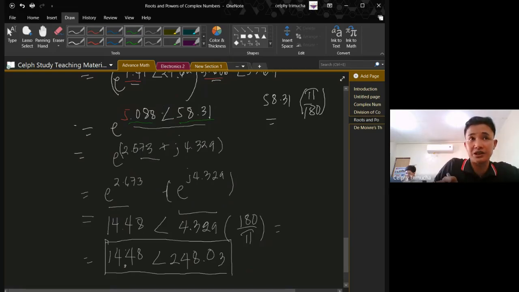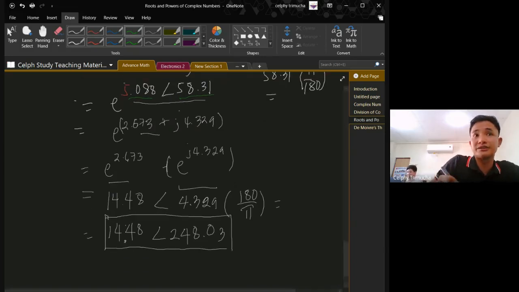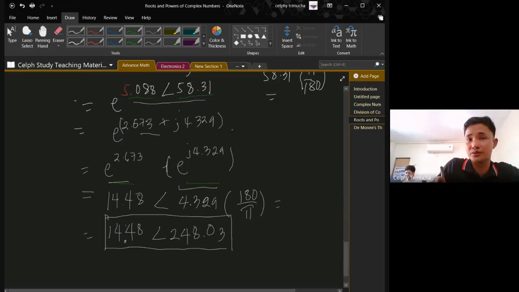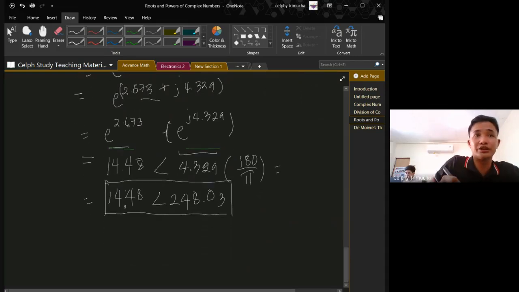So the rectangular form of our exponent, if you convert it directly in the calculator, we will have 2.673 plus 4.329j. We cannot convert it directly because the exponent must be in rectangular form. So next, separate them: e to the 2.673, and next, e to the j times 4.329.